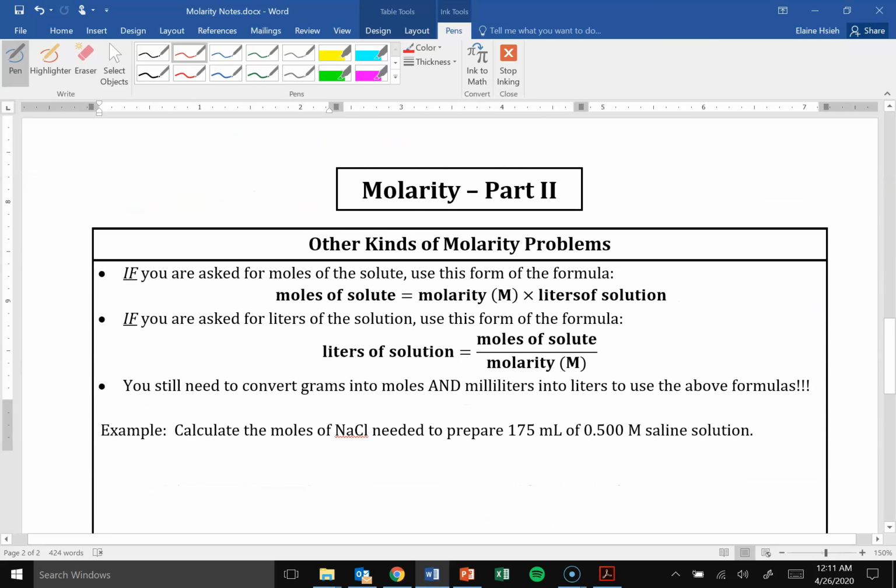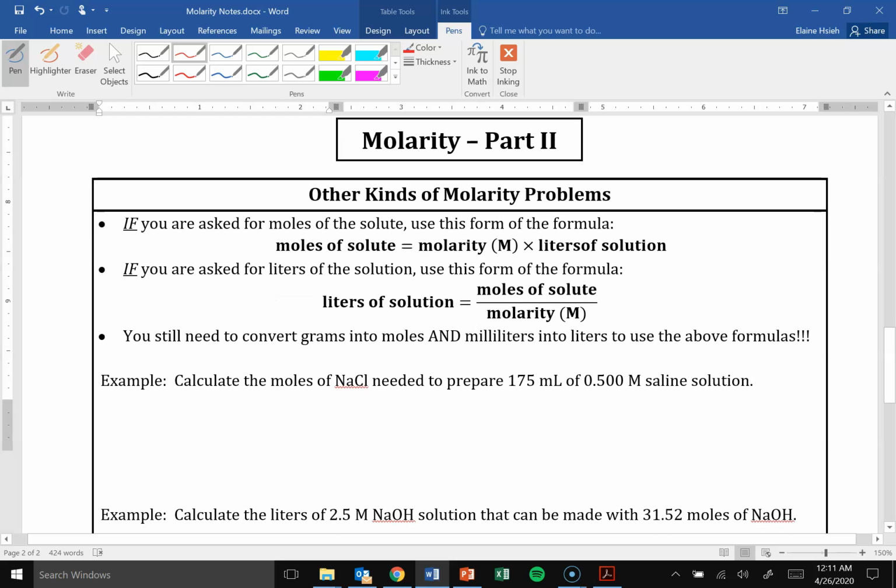So now that we are familiar with the basic molarity problems, let's go ahead and look at how we do some slightly more complicated molarity problems. In these types of problems, you are not going to be looking for molarity, but you're looking for either the amount of the solute or you're actually looking for the volume of the solution. So if you are asked for moles of the solute, then we would rearrange the original formula so that we are looking for the moles of the solute.